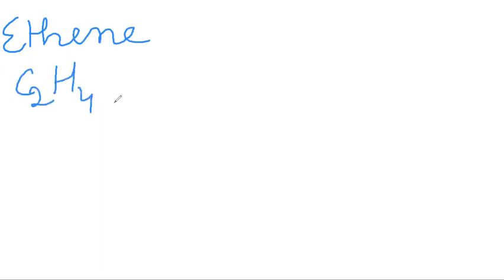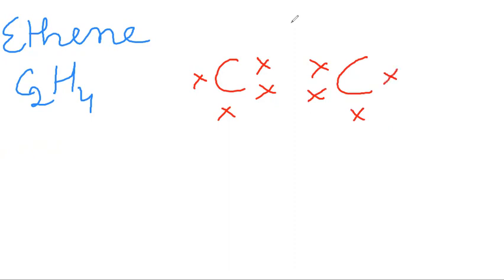Now let us consider another example. Let us take ethene. Ethene is C2H4, means it is having 2 carbon atoms and 4 hydrogen atoms. So let us take carbon atoms. Here we have the electrons of one carbon atom, and here we have the electrons of the second carbon atom, and let us draw hydrogen. So here we have hydrogen atoms.